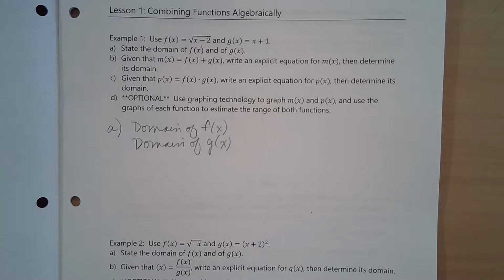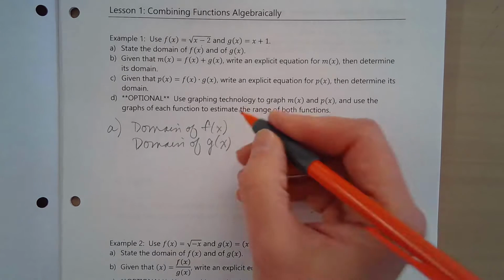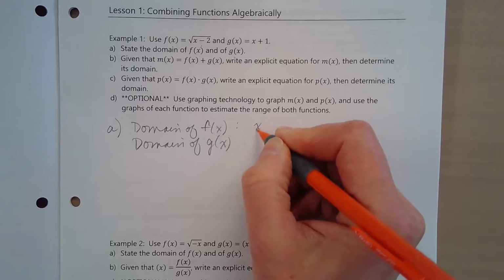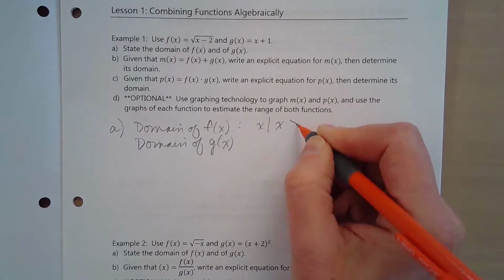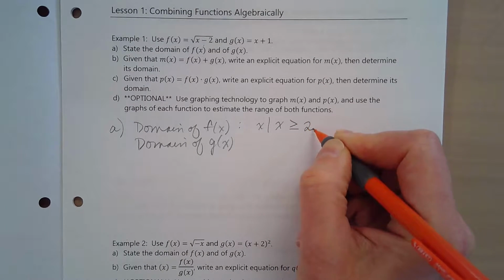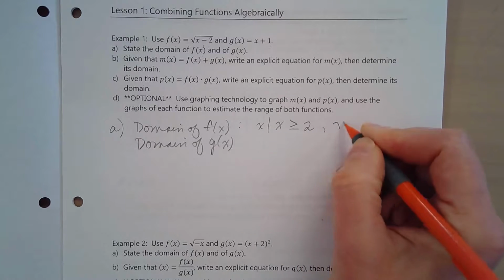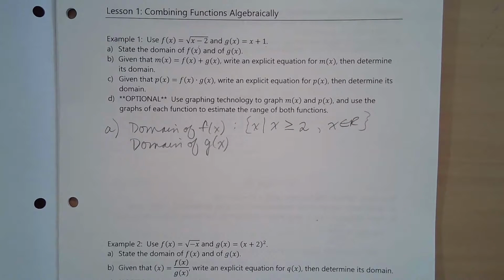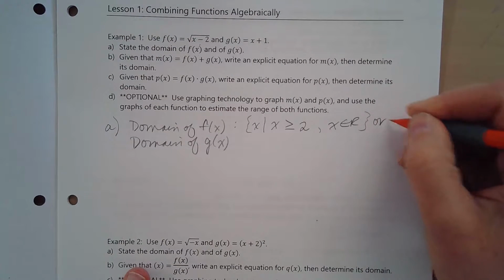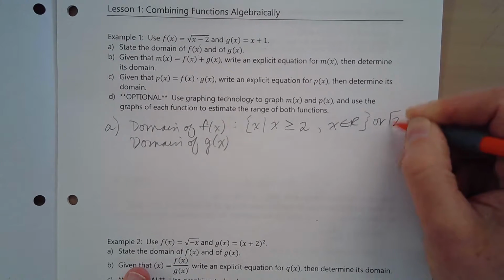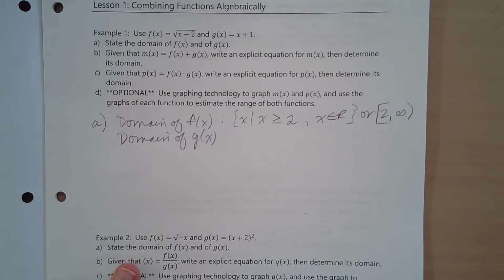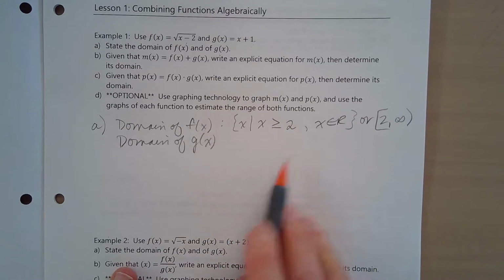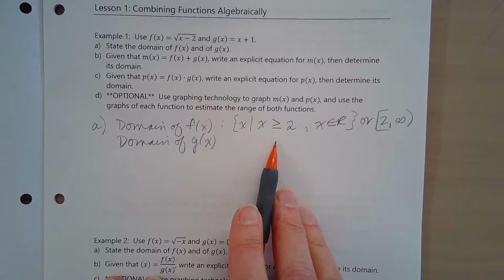Okay, who wants to be brave? What's the domain of f of x? X such that x has to be greater than or equal to 2, or x is known to all the numbers. Nice, that's very fancy. 2, infinity. Or 2 comma infinity, right? Square, round. Why is that? They're both correct. Why is it that x has to be greater than or equal to 2?